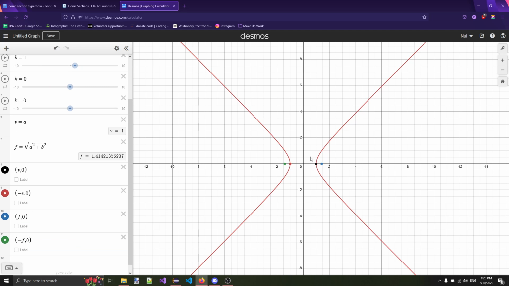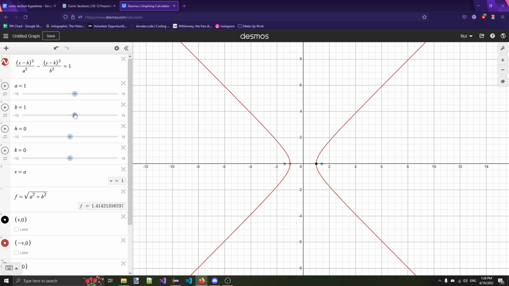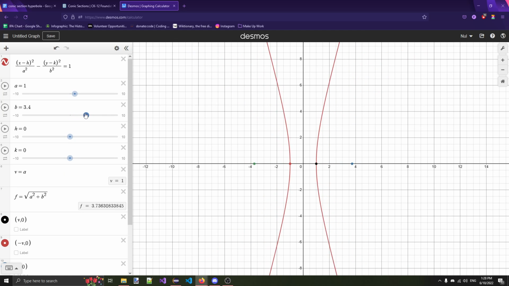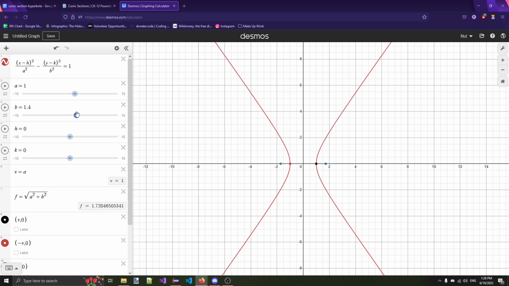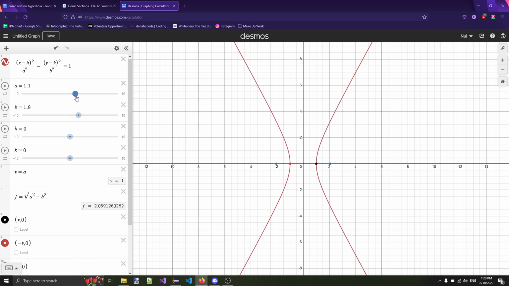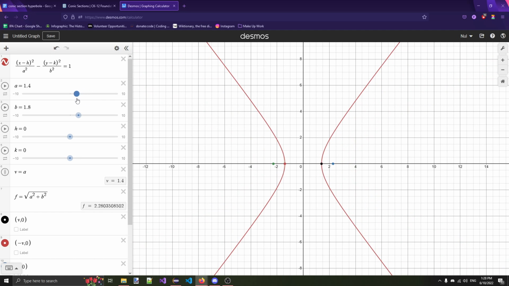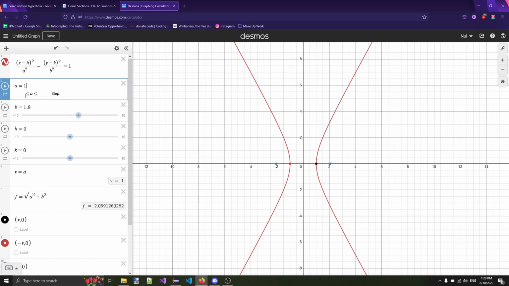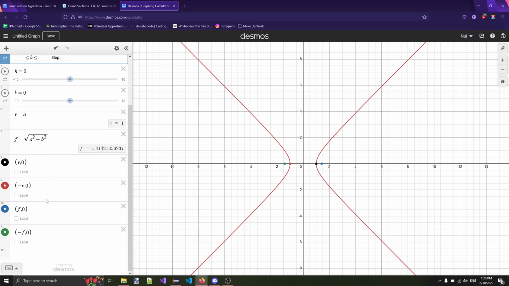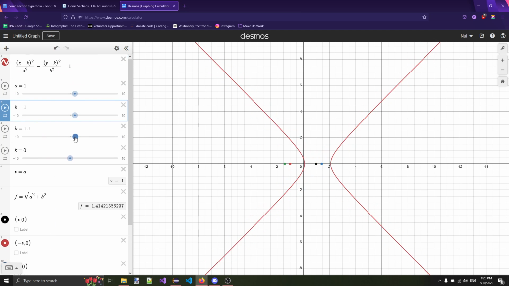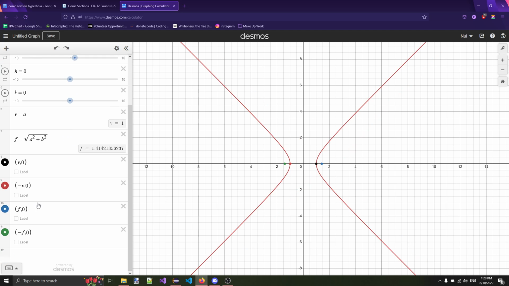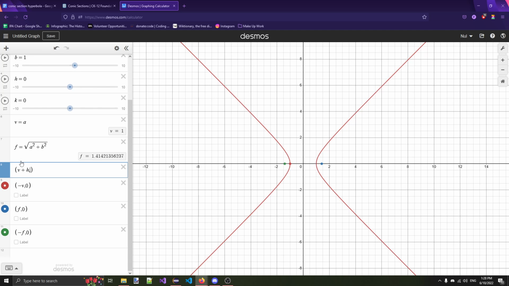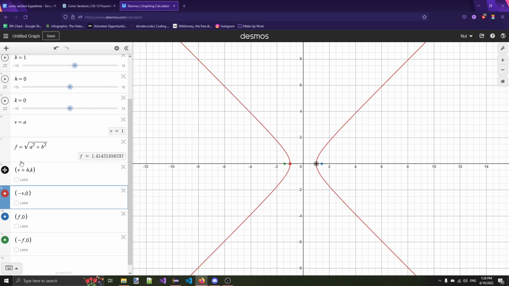So this is the foci and that stuff. If we edit this, the foci move but the vertex doesn't move. Now if we move this, it doesn't change. Why is that? Because here we need to add in h, k, which is 0, so it's just k.